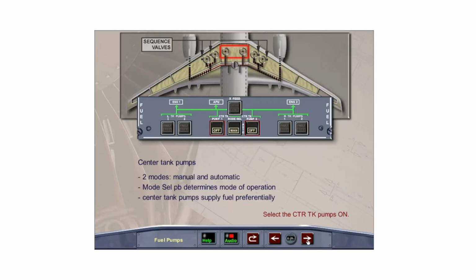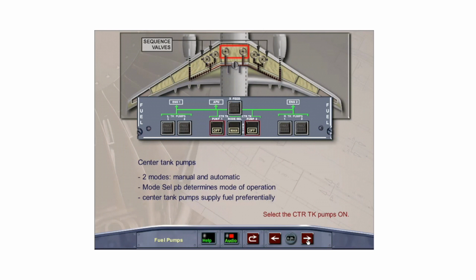The center tank pumps have 2 modes of operation, manual and automatic. The mode selector push-button switch determines which mode is in operation. With the push-button switch released to the manual mode, the center tank fuel pumps are selected on or off with the center tank pump switches.